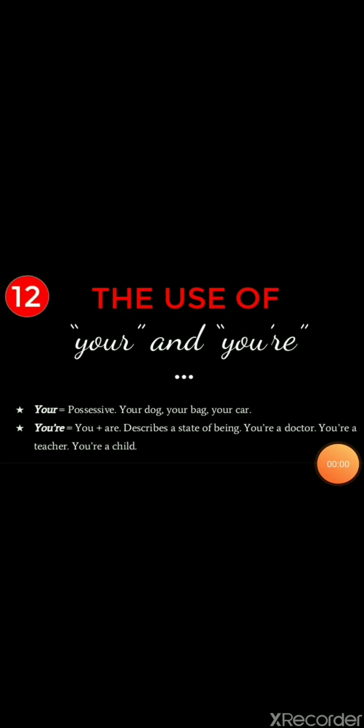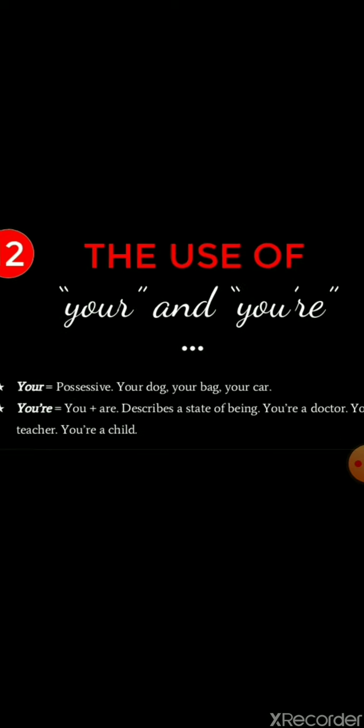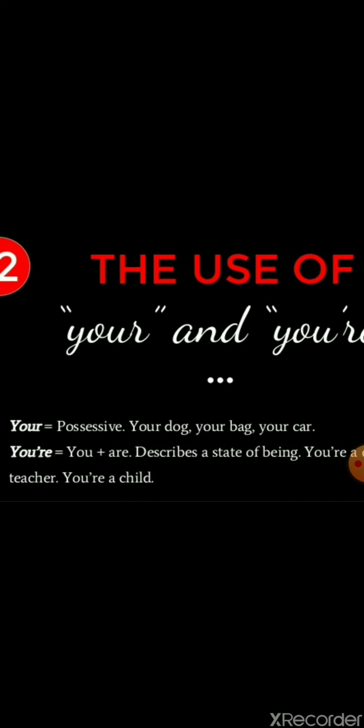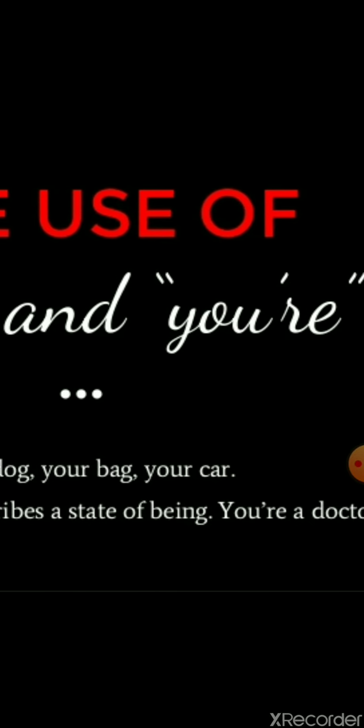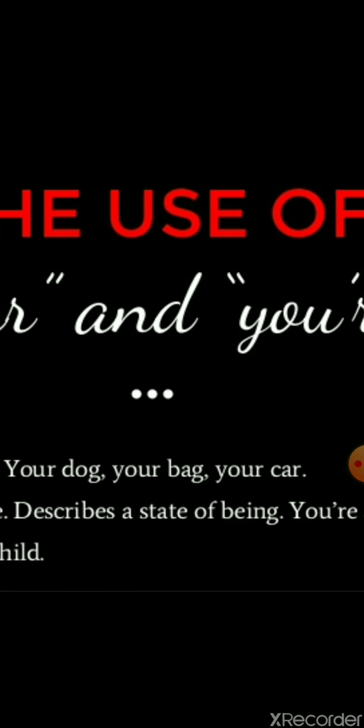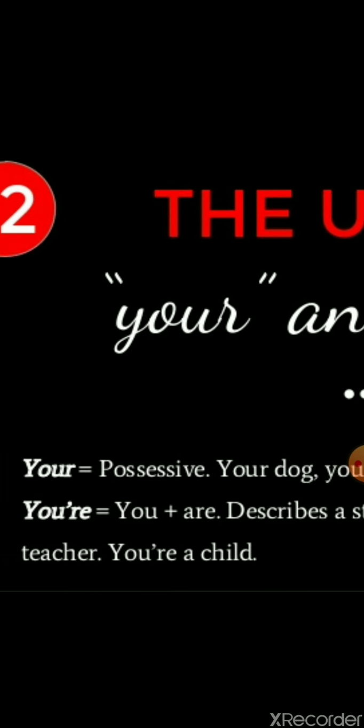Okay, coming up with number 12, the use of your and you're. So your is possessive: your dog, your bag, your car. It is a possessive pronoun, okay, and you're, you plus are, describes a state of being. You are a doctor, you are a teacher, you are a child. So very simple, please don't get confused. Both sound the same, but the context is different. Your shows the possession always, and you're is the state of being. You're is a contraction, written in English with the apostrophe.